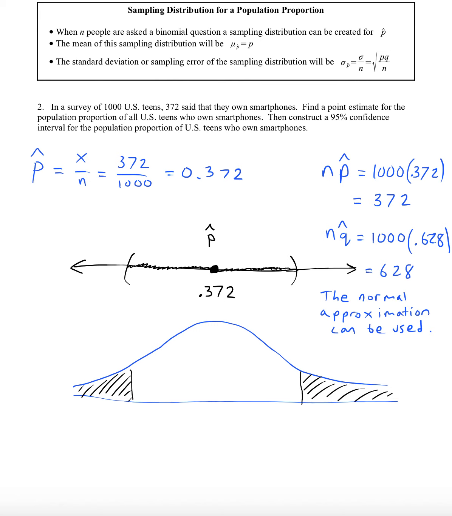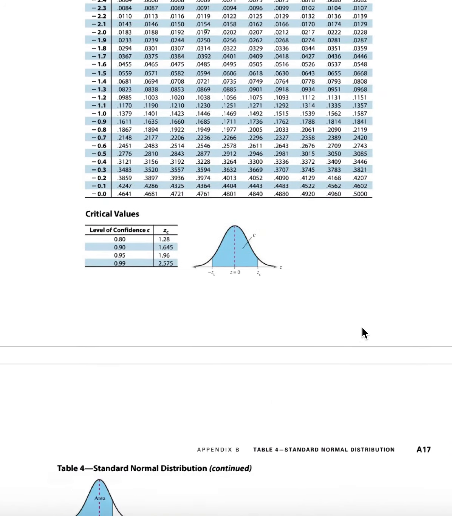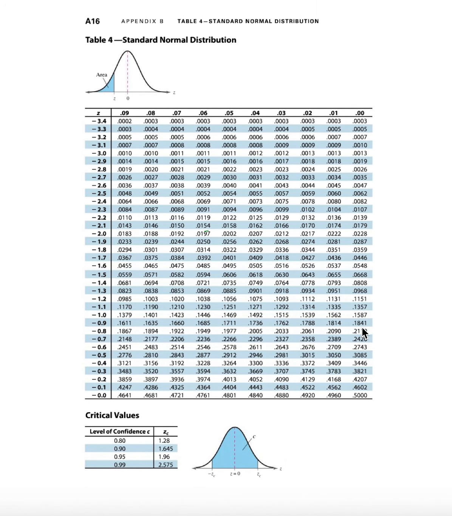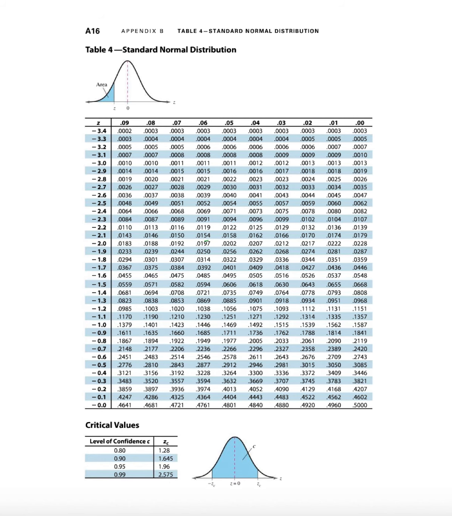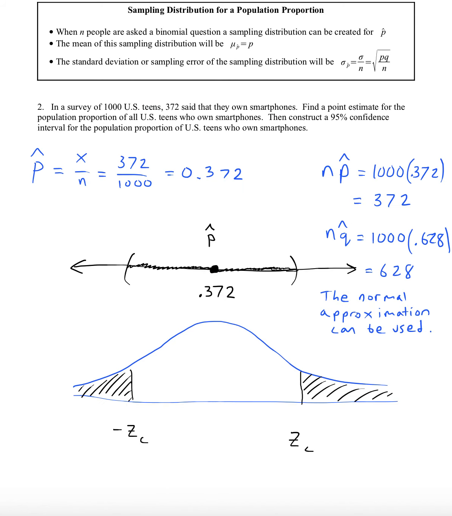Our next step is going to be to find the Z_c that corresponds to a 95% confidence interval. So we'll go to the tables. Let's use the Z table. The Z_c that corresponds to a 95% confidence interval is 1.96. Okay, great.